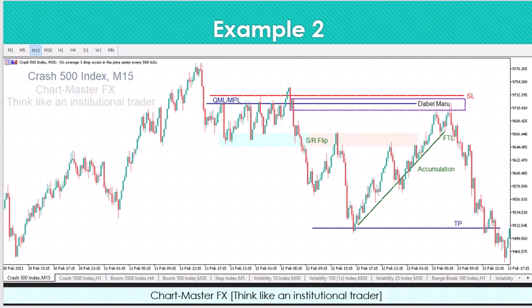Example number 2, we look at the Crash 500 index again on M15. So we can see, guys, here that we have a Quasimodo level. Once we have a Quasimodo level, you can see that this low was actually engulfed. So once the price engulfed, you can see that it created a lower low here. Once the price created a lower low here, you can see that as the price was approaching the QM level, it actually approached it in accumulation, which is one of the price approaching strategies that we are going to learn about.